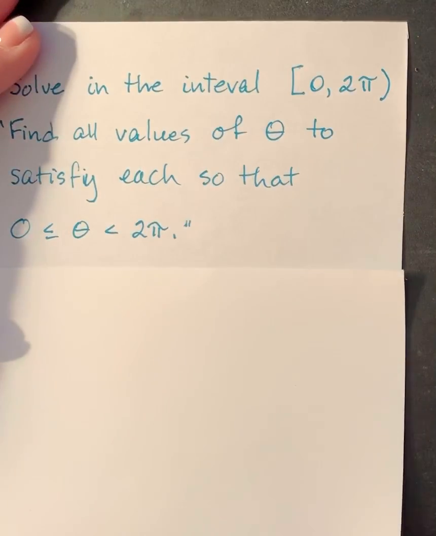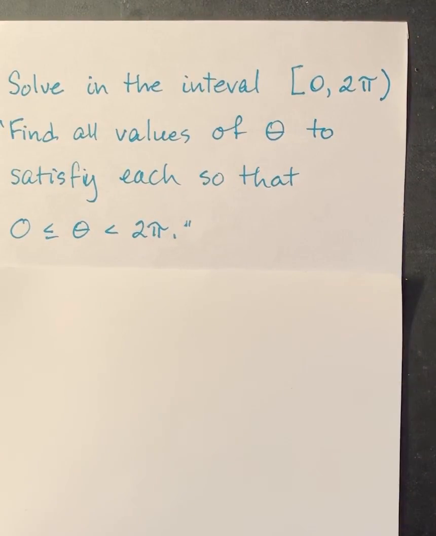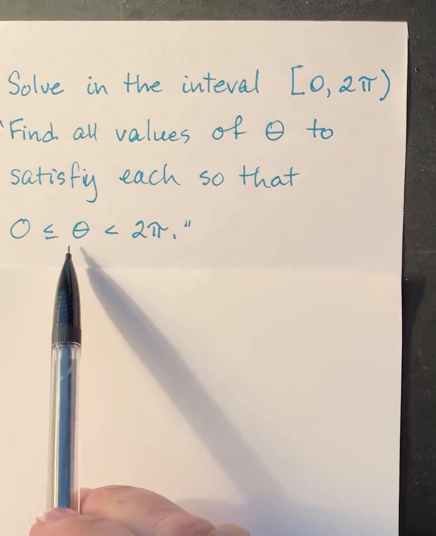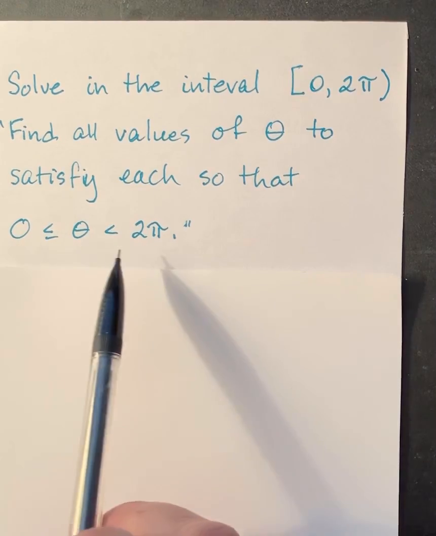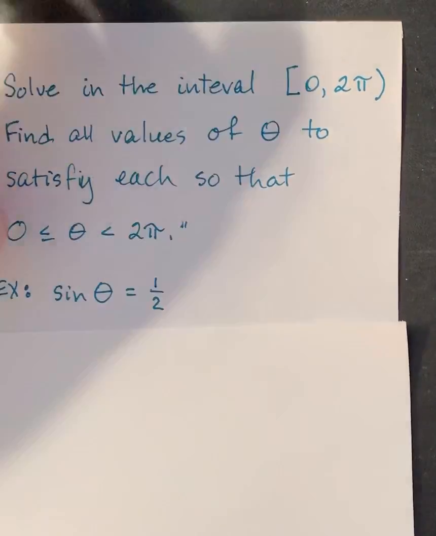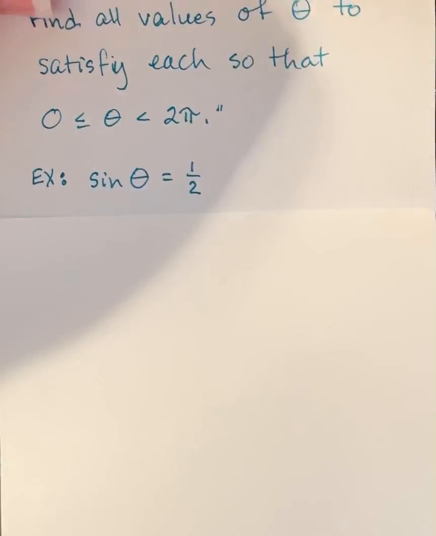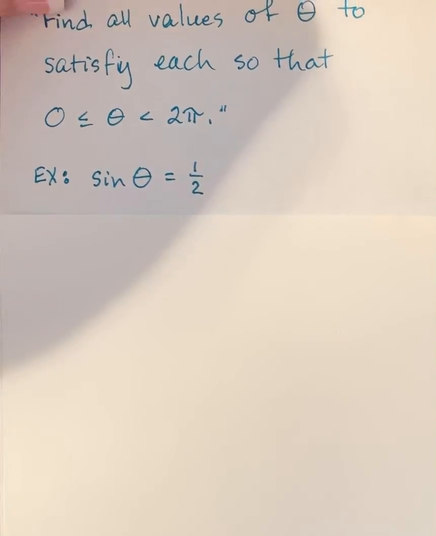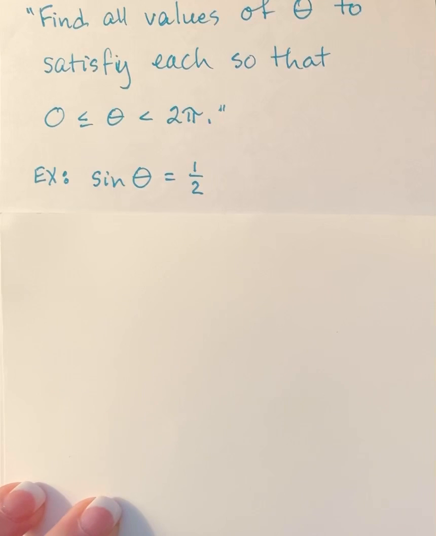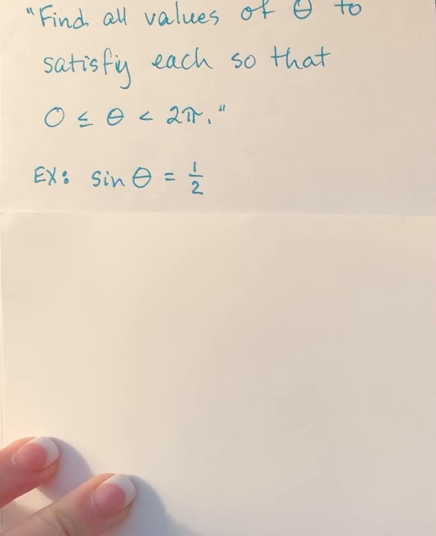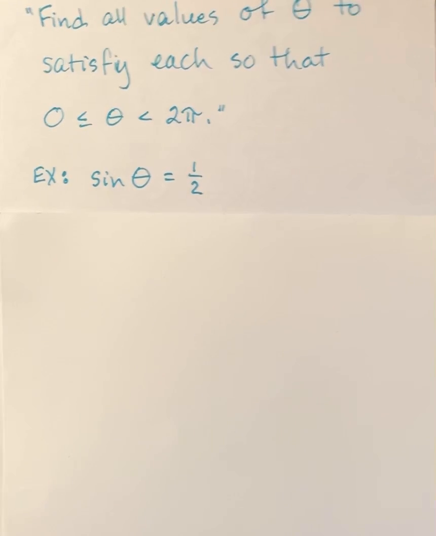So this does translate to find all values of whatever your variable is, and we'll be using theta, to satisfy each equation so that theta is between 0 and 2 pi. Okay, here's our first example. Solve the sine of theta equals 1/2. Okay, so you want to find all the angles so that their sine value is 1/2.